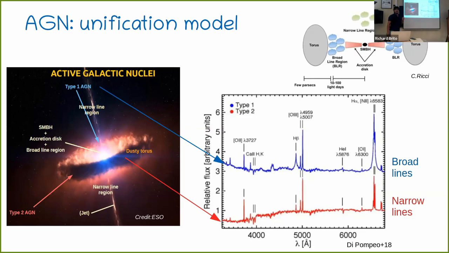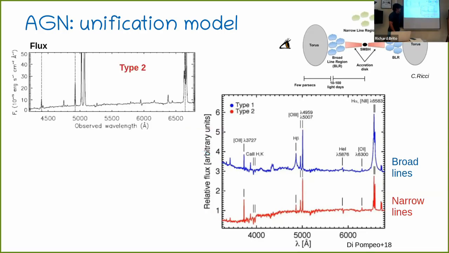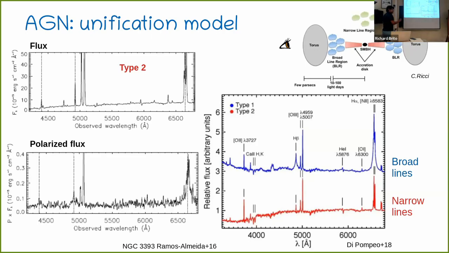One of the key elements to figure out that this was the unified model, that type 1 and type 2 AGN come from the same object, is thanks to polarimetry. And I'm going to show you why. Here you have, again, a type 2. We're looking at it edge on, you only see emission lines. This is a typical flux spectrum, flux versus wavelength, okay? But then if we look at the polarized flux, so basically the polarization degree multiplied by your flux, you actually recover the broad lines.